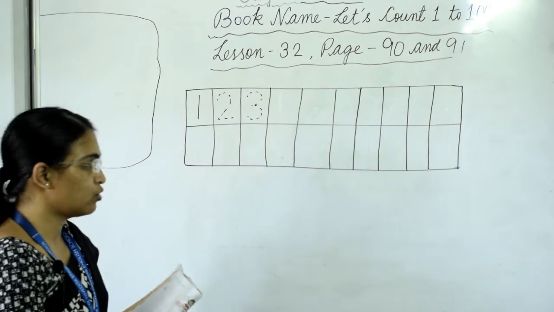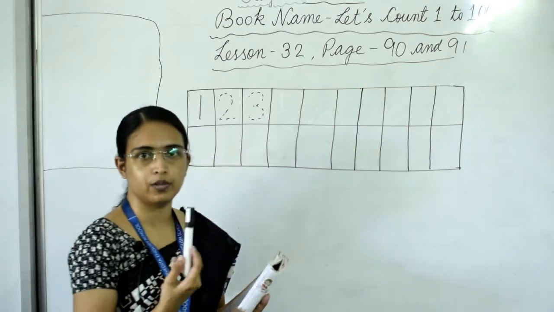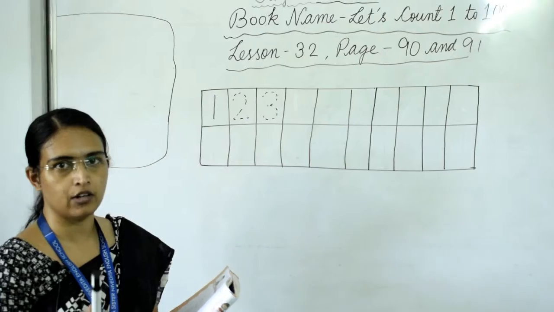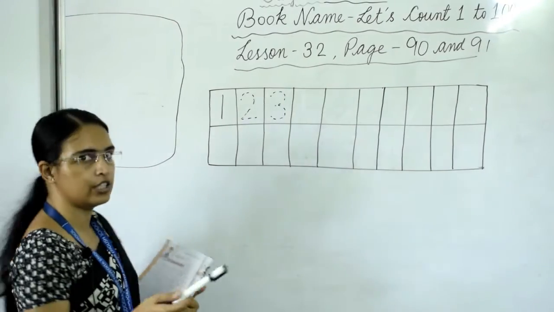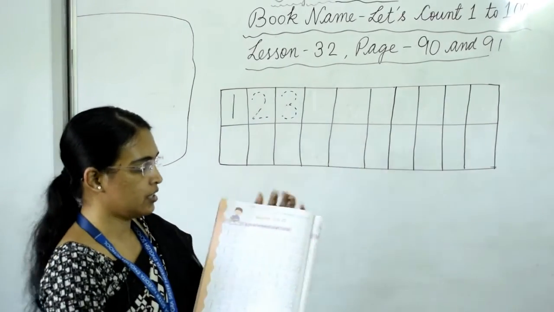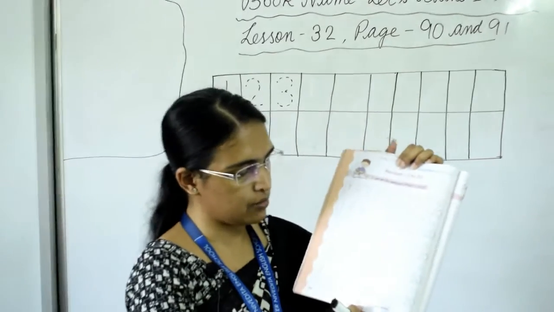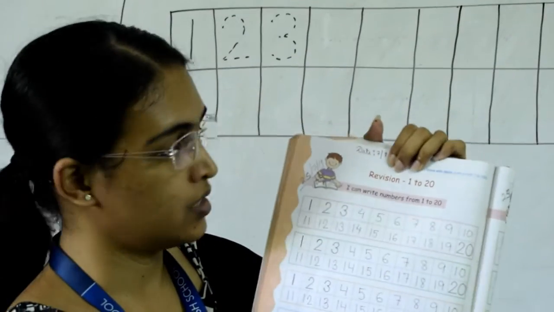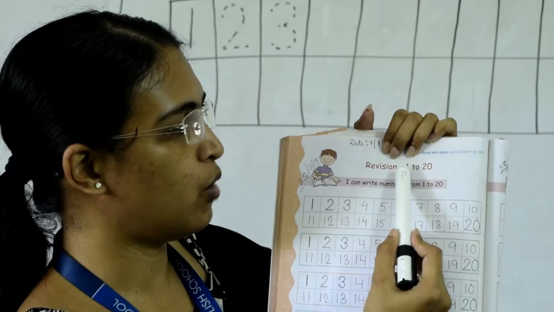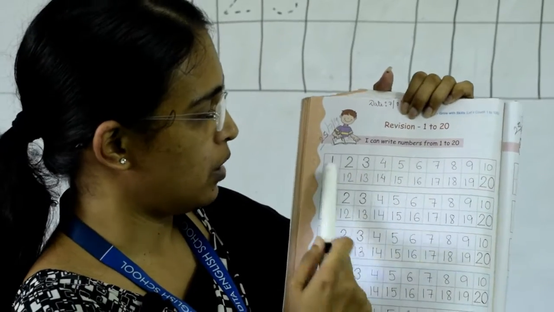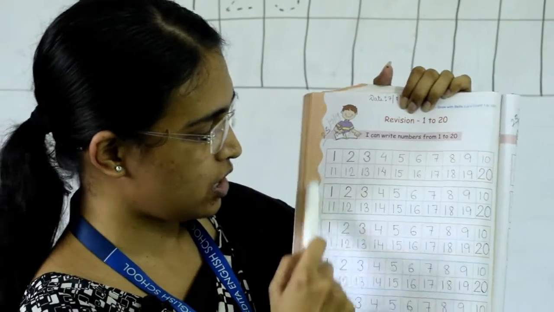So today we have done 1 to 20 in our notebook. Now again we will do the revision. In your book, look here in page number 90. It is written revision from 1 to 20. Can you see this box?